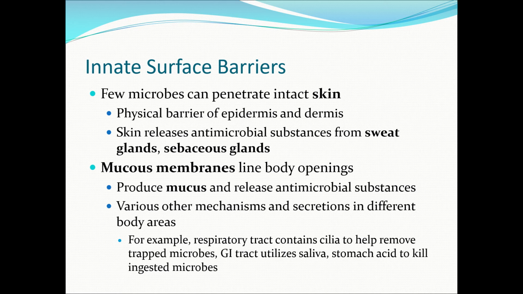Mucous membranes line body openings. They produce mucus and release antimicrobial substances. Various other mechanisms and secretions in different body areas occur in mucous membranes. For example, the respiratory tract contains cilia to help remove trapped microbes. The GI tract utilizes saliva and stomach acid to kill ingested microbes.